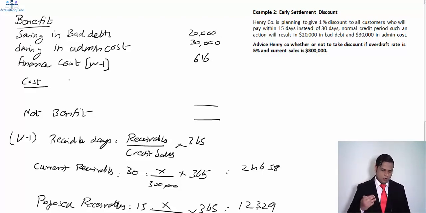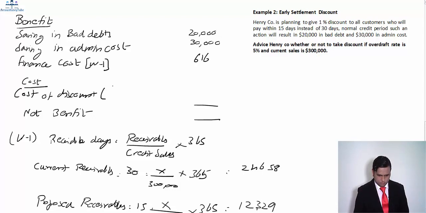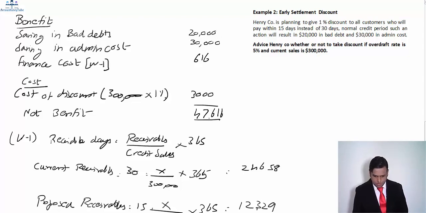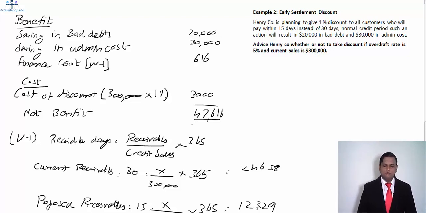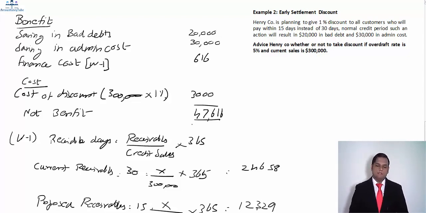Now we need to compute the cost of giving the discount, that is the loss of revenue, which is cost of discount, 300,000 multiplied by 1%, which becomes $3,000, and the net benefit that we will receive is 47616. The benefit justified itself, and it's obvious now that we will go with giving the discount.